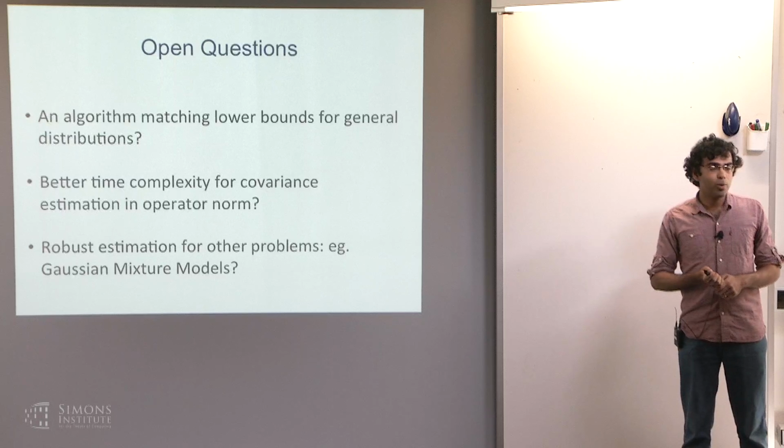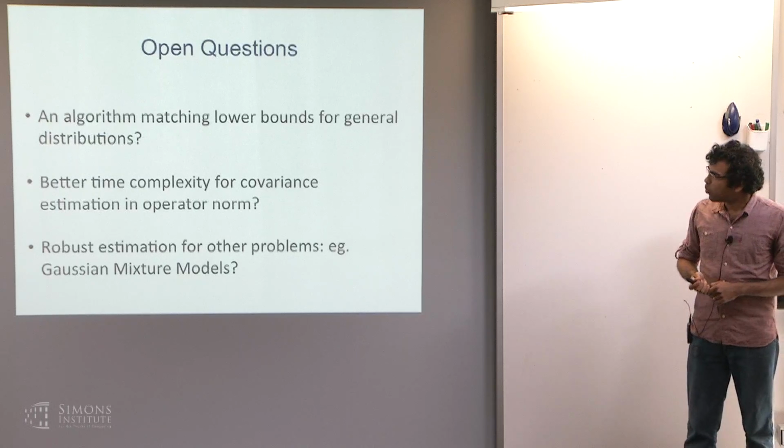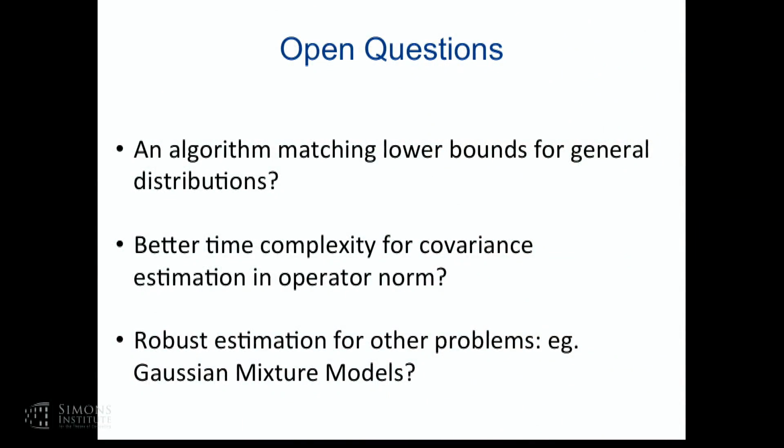And there are many open questions here. One is, can we match the lower bounds in this case of unknown covariance matrix? So there was a gap of eta power 3/4 versus square root eta. Can we close that gap? Also, there's a square root log n factor. And can we give a better algorithm for covariance estimation? In fact, a better algorithm for either mean or covariance.